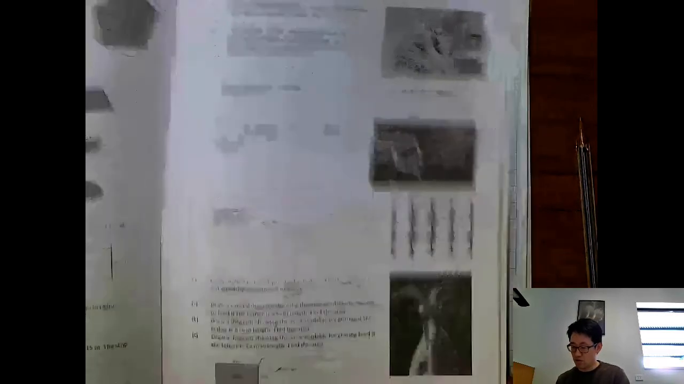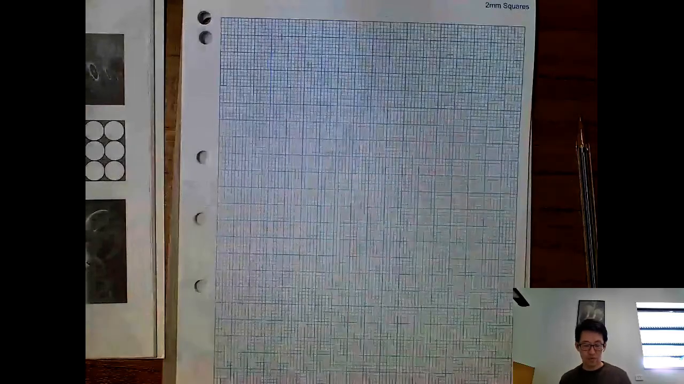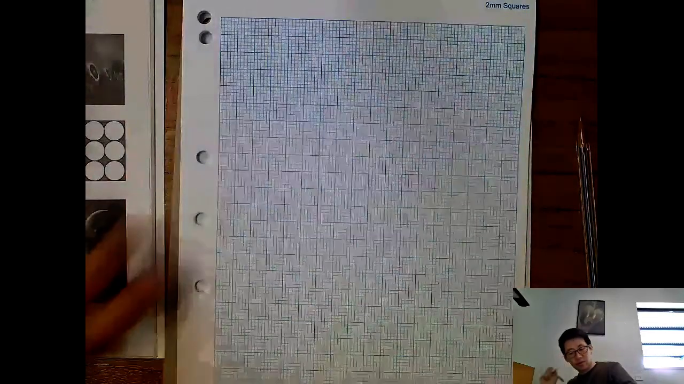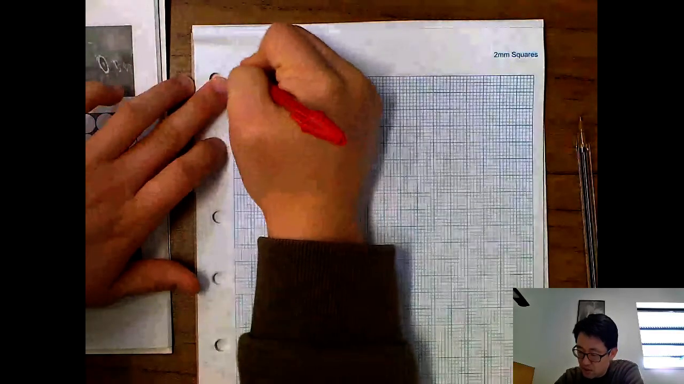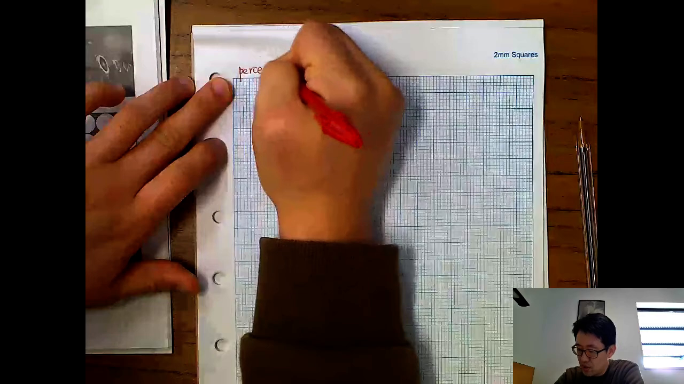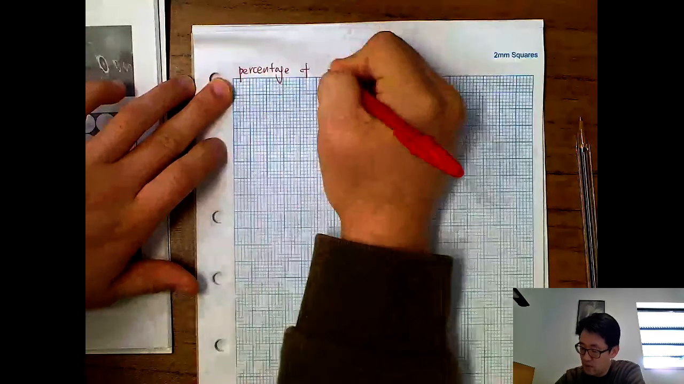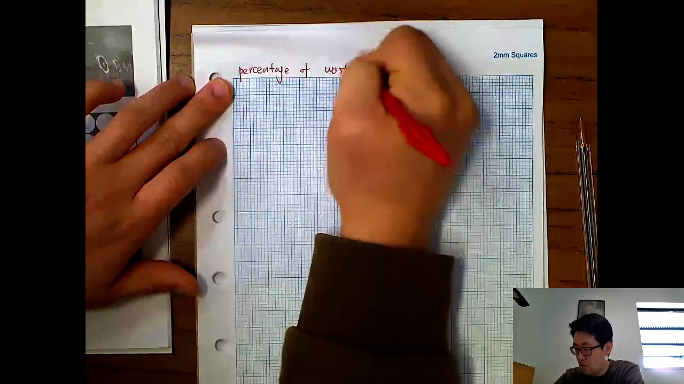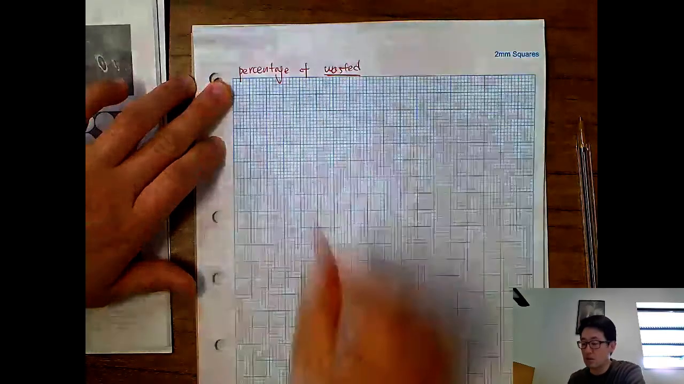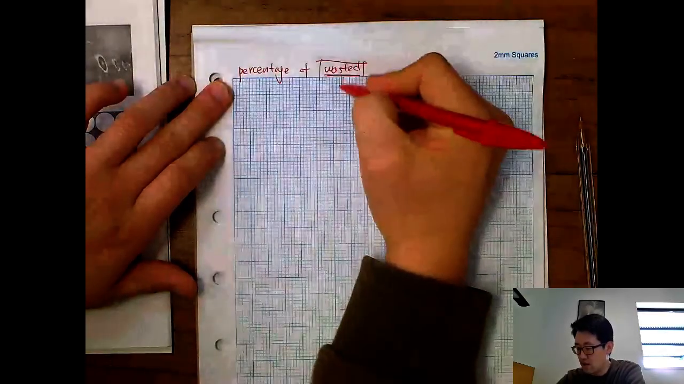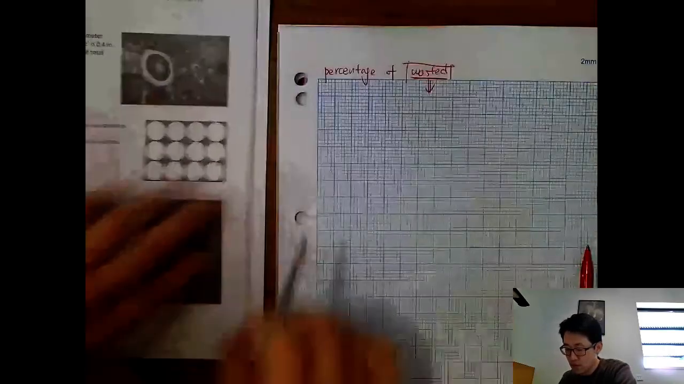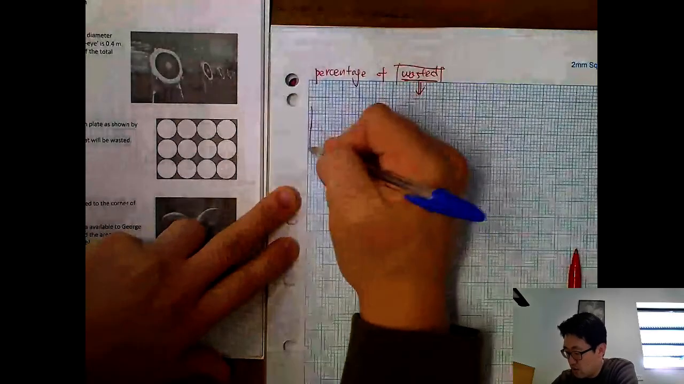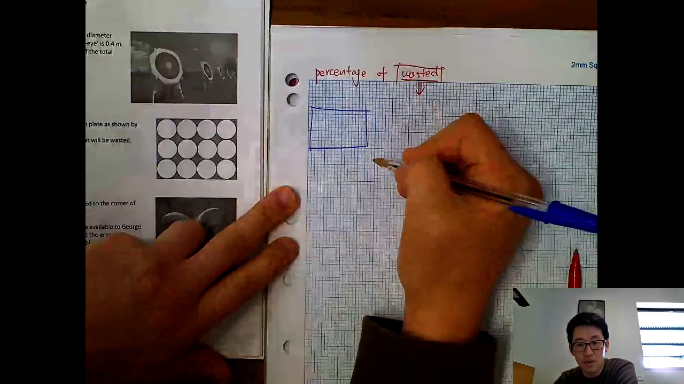Question 32. I'll just draw that. Please read the question first. What you need to get is they ask you to calculate the percentage of how much is wasted. Okay? How much is wasted? Let's just get that first. When I look at the question, the whole one is a rectangular shape, isn't it?